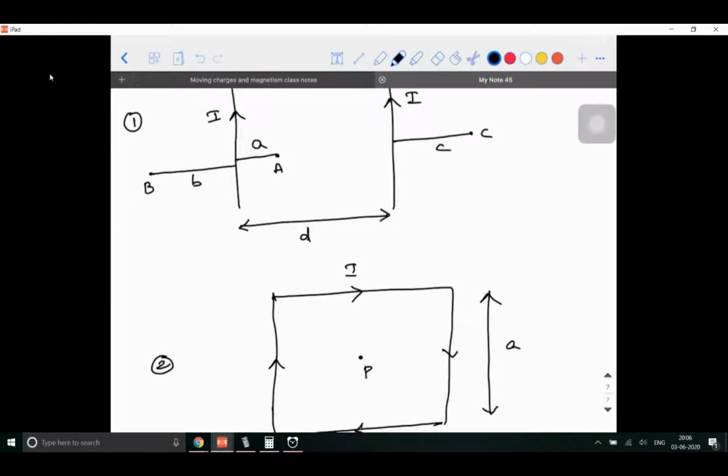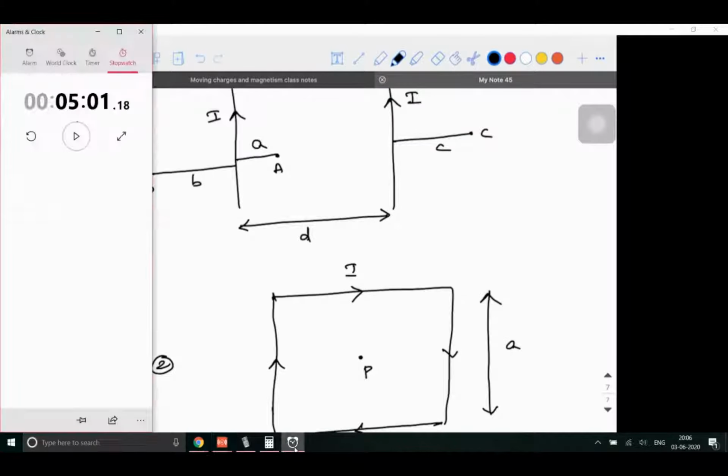I'll give you 5 minutes time. Just try the problem. After that I'll explain. At least you try looking at the formula. Sir, both the wires are of infinite length only, sir? Yeah, both the wires are of infinite length. So for infinite length, you know the formula.